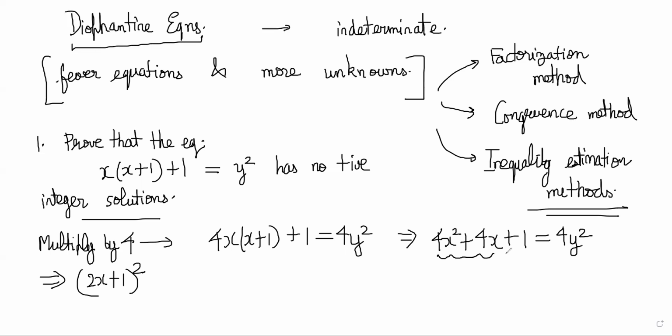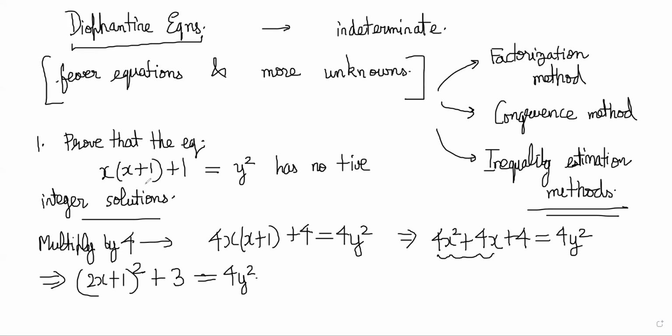Okay, I have made a mistake here. When you multiply by 4, it will become a plus 4 anyway. This is becoming a plus 4. And I need a plus 1 here. So this is 2x plus 1 whole square plus 3, right? Is equal to 4y square.